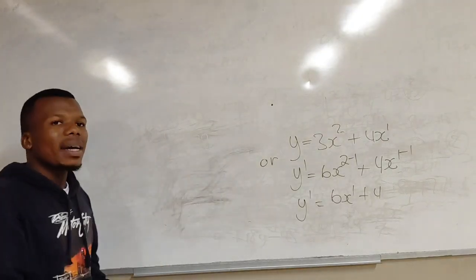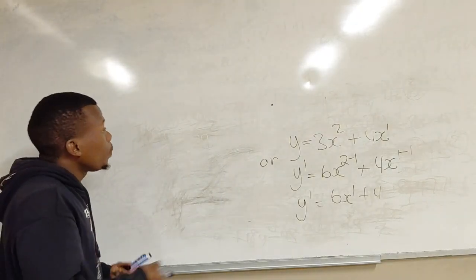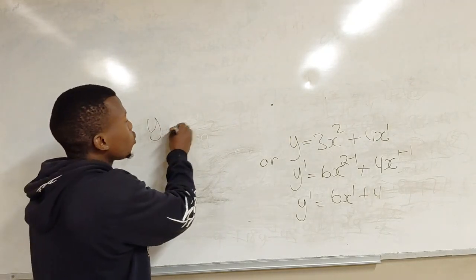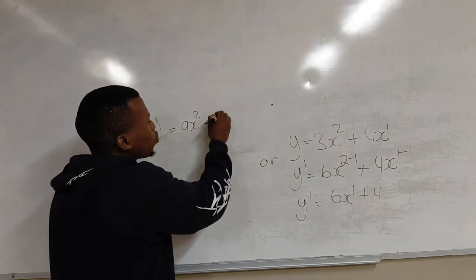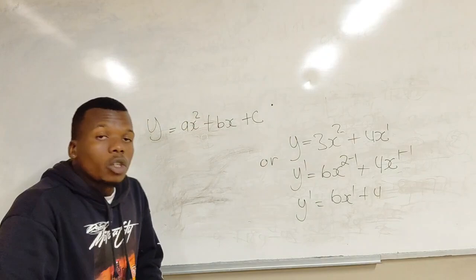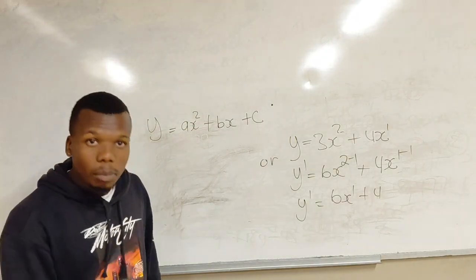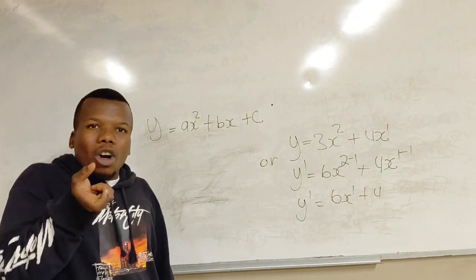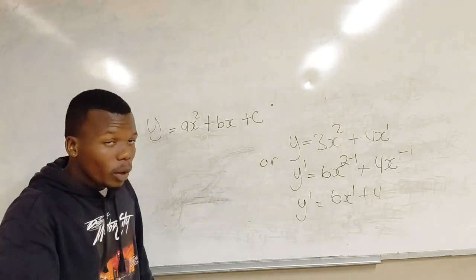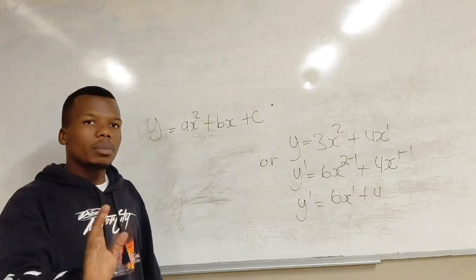Remember the general form of the parabola is given by y is equal to ax squared plus bx plus c. In order for me to find the coordinates of the turning point, I must derive or differentiate and equate to 0. I must derive with respect to x.